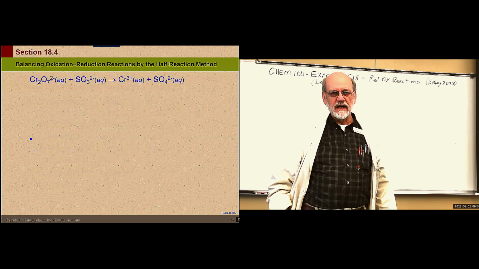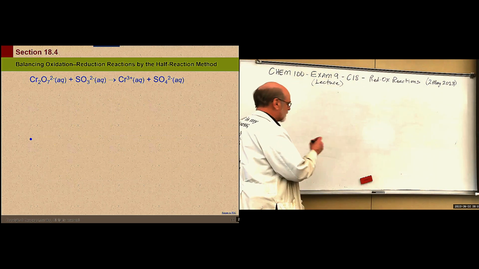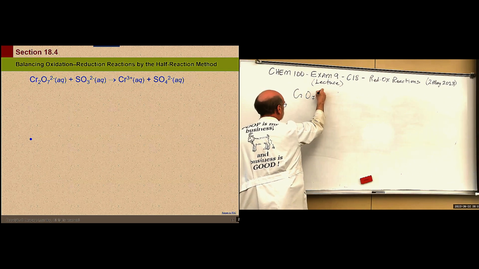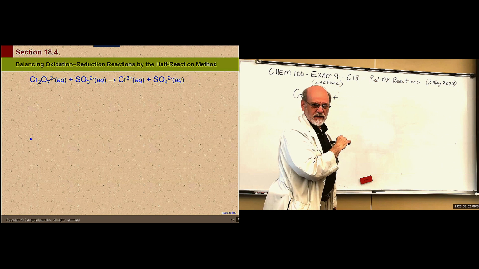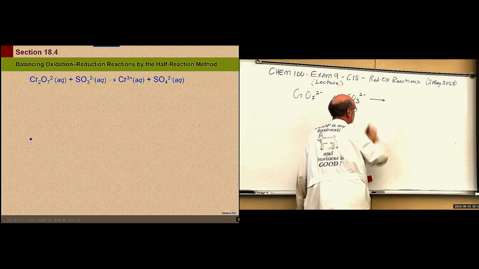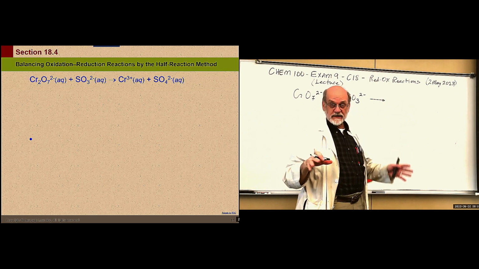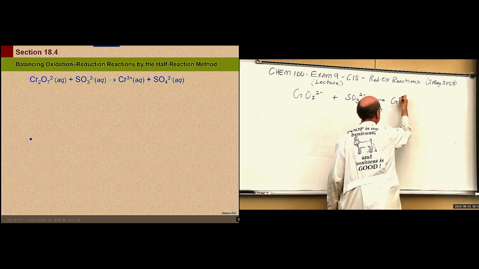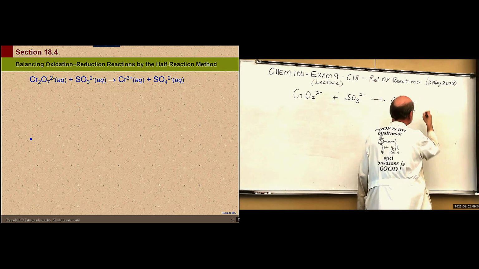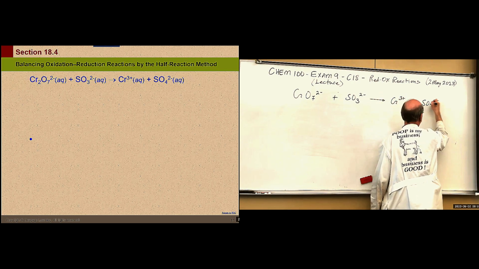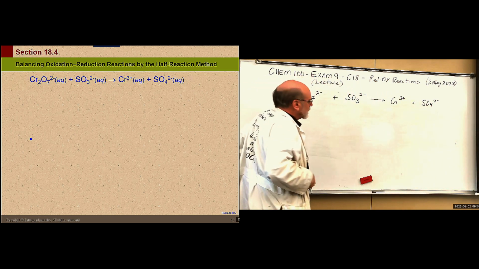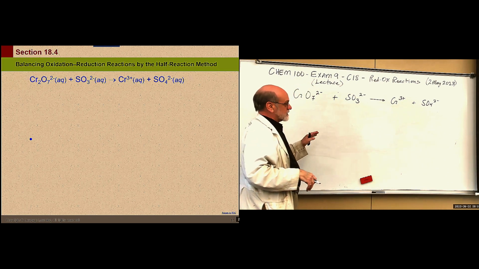All right. So example, here we go. So we've got this example, the dichromate ion plus the sulfite ion, right? We've left out spectators, obviously, yield chromium 3 plus sulfate. Okay. Now, they're all the aqueous solution. That's why I didn't write aqueous up there. All right, let's assign oxidation numbers.